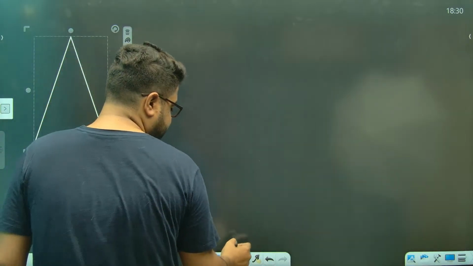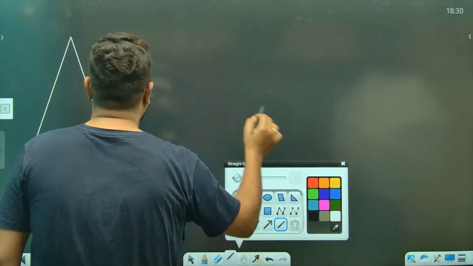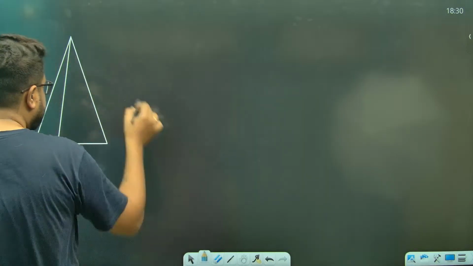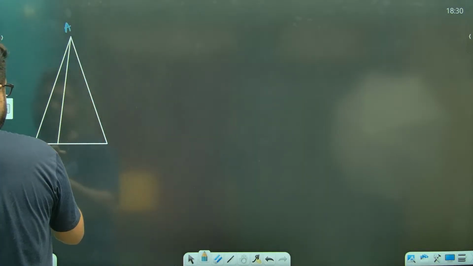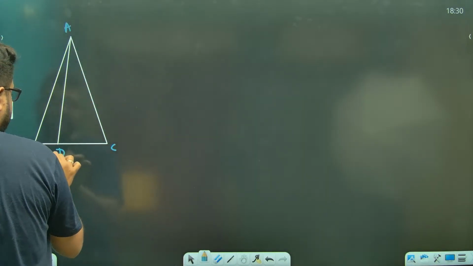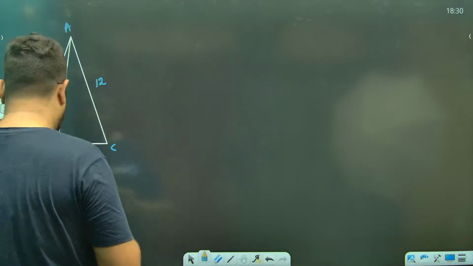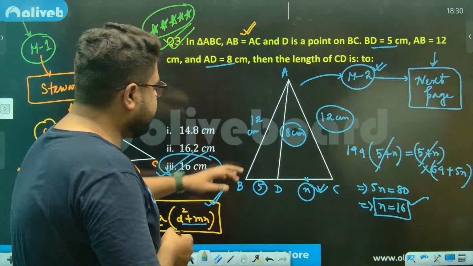I'll be making the same question. Learn this. If you don't already know, please learn this. Very, very important stuff. So this is A, B, C, D. This was 5, this was 12, this was 12. Right? 5, 12, 12, and this was 8.